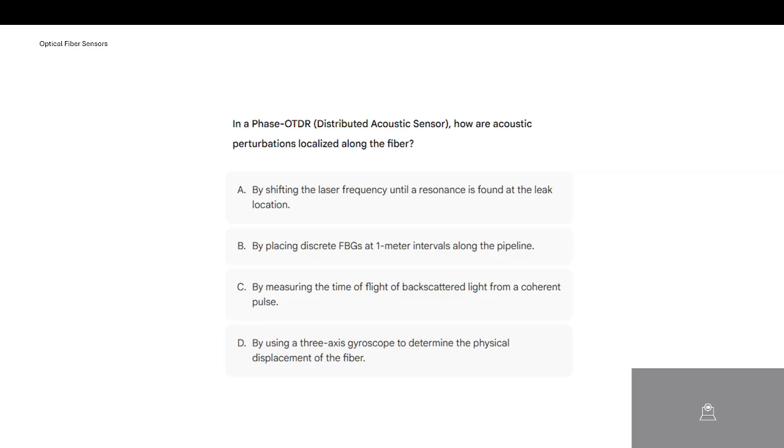Second last question. In a phase OTDR distributed acoustic sensor, how are acoustic perturbations localized along the fiber? A, by shifting the laser's frequency until a resonance is found at the leak location. B, by placing discrete FBGs at 1 meter intervals along the pipeline. C, by measuring the time of flight of backscattered light from the coherent pulse. And D, by using a 3-axis gyroscope to determine the physical displacement of fiber.